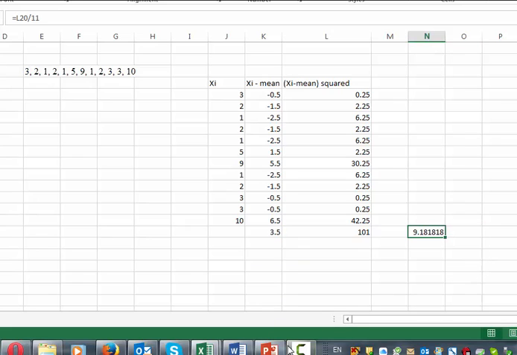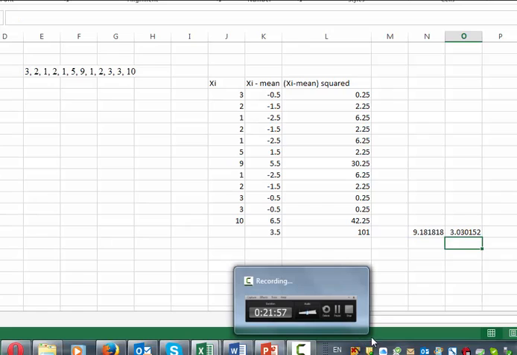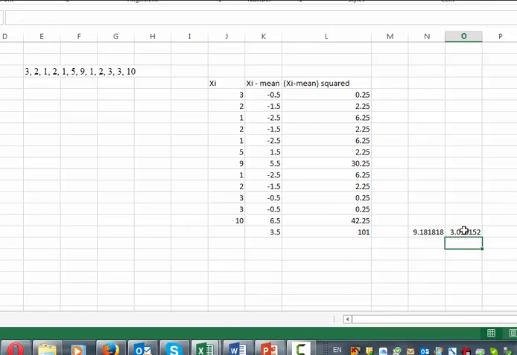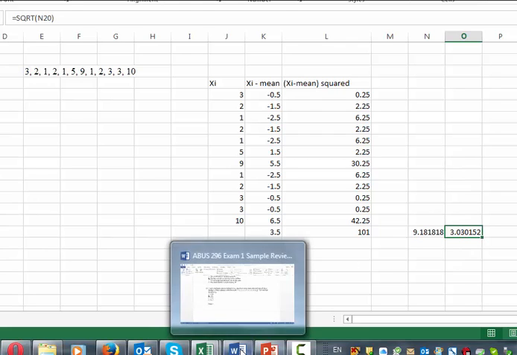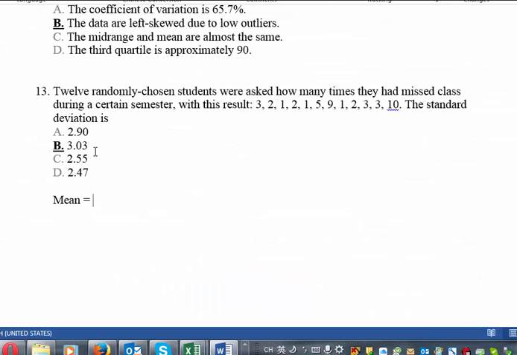And then we need to find the square root of that to get the standard deviation. For the square root, we'll type equal SQRT, the square root, right? And put the cell here. We hit enter, it gives us 3.03. Now, what is this? This is the standard deviation. Okay. Now let's go back to the question. 3.03. We found B to be the correct answer.